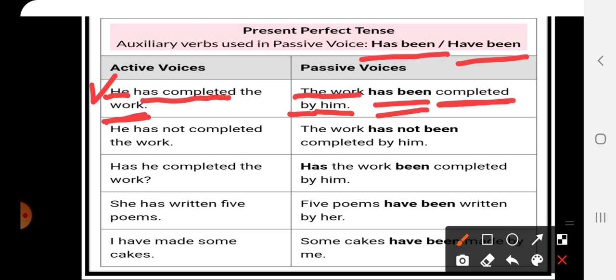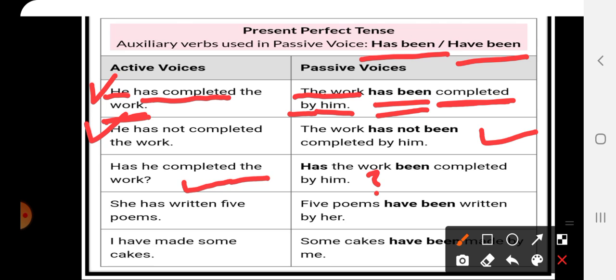Clear? So this is how we will change the other sentences also in passive voice in present perfect tense. Let me read the other sentences for you all based on the same rules that we have revised in the beginning of the video. He has not completed the work. The work has not been completed by him. He has completed. Has he completed the work? Has the work been completed by him?